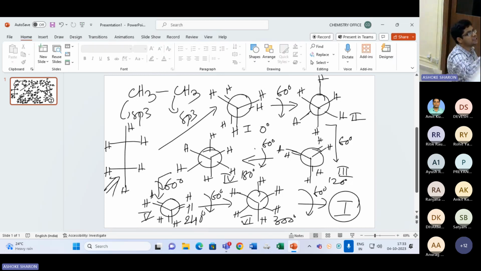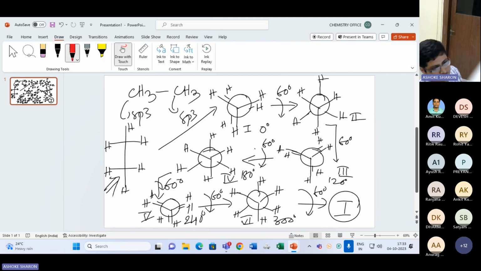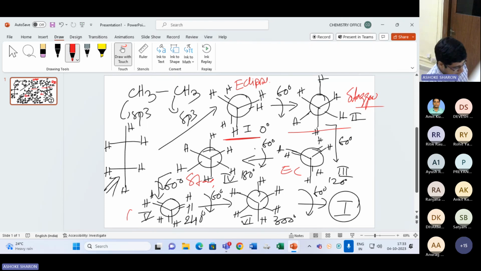Now if I draw the energy profile diagram of this kind of molecule, this kind of structure is called the eclipsed structure. I have already explained this several times. Here all the other structures look staggered, though in other cases different names will arise. So again this is eclipsed, this is staggered, again eclipsed, again staggered, again eclipsed.